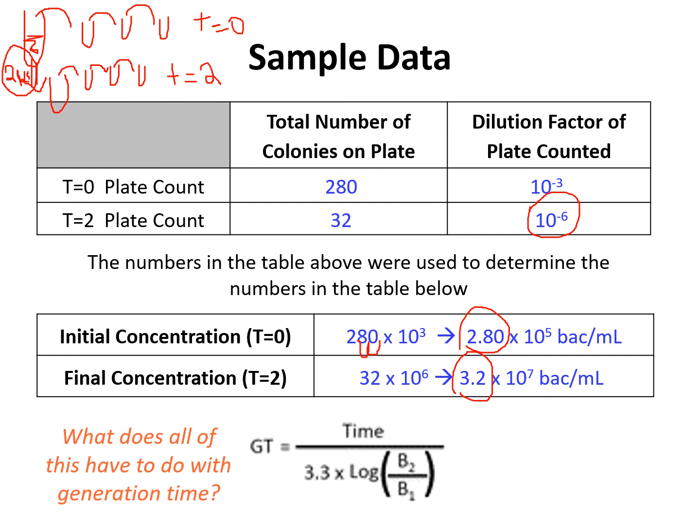Generation time. So I want to figure out how long it took my bacteria to reproduce within those 2 hours. So the equation is time divided by 3.3 times log. On your calculator, there is a symbol that says log, and you need that to be able to do this. And then what's B2 over B1? B2 is your final concentration. B1 is your initial concentration.